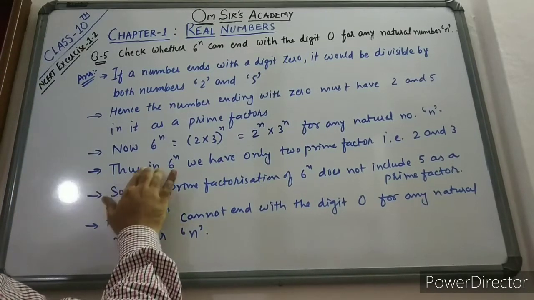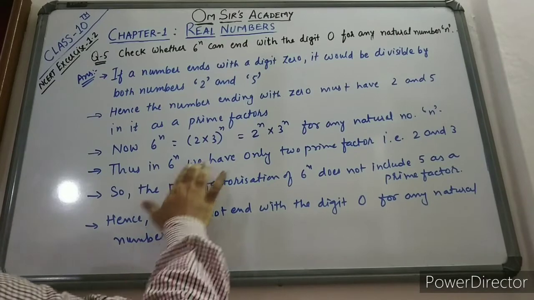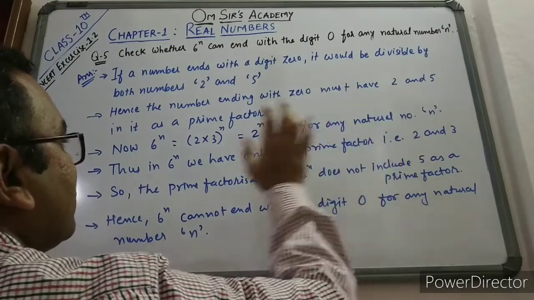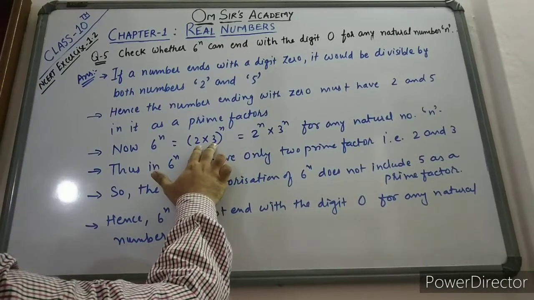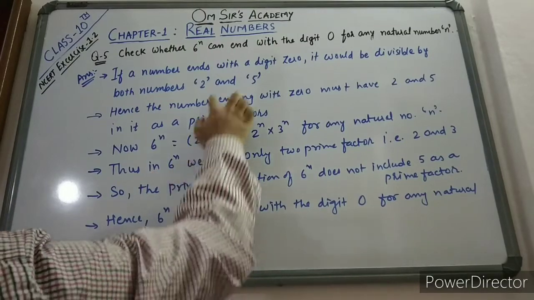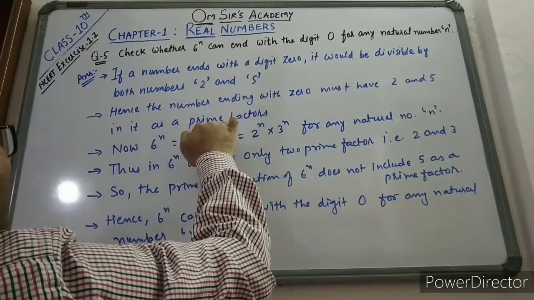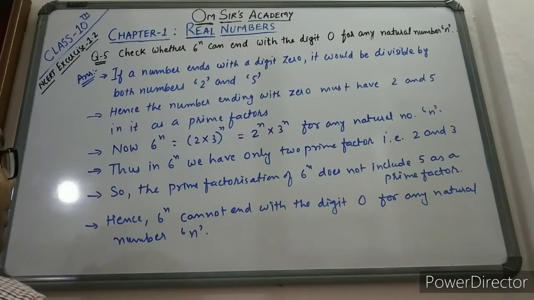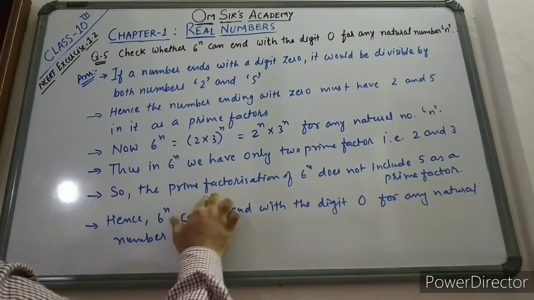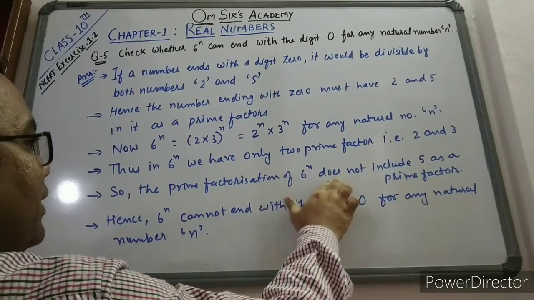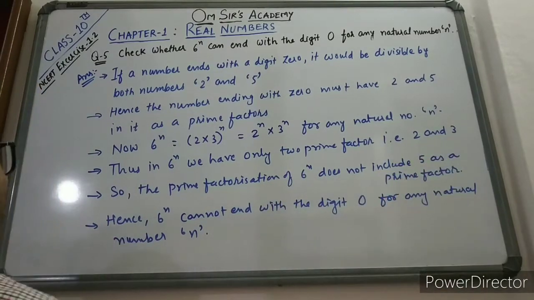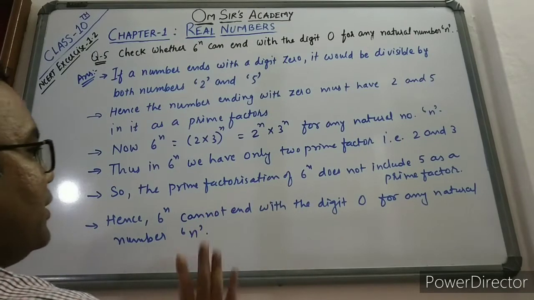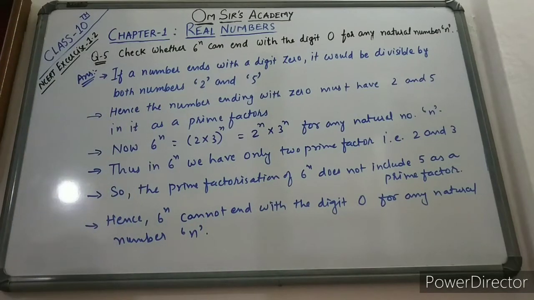Thus, in 6 raised to n we have only two prime factors, that is 2 and 3. Here there are only two prime factors, 2 and 3. Which ones did we need? 2 and 5. So 2 is there, but there must be one 5 in that case. But here we do not have 5. So the prime factorization of 6 raised to n does not include 5 as a prime factor, and hence 6 raised to n cannot end with the digit 0 for any natural number n.